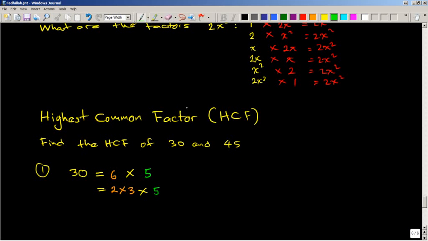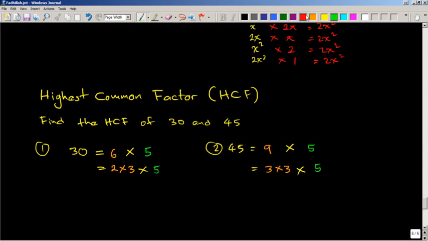The second step is to find the factors of 45. So 45 is 9 times 5, which is 45, right? And 9, you can even factorize further. 9 you can factorize as 3 times 3, and then times 5. Can you factorize further? No more. And then you can compare step 1 and step 2.